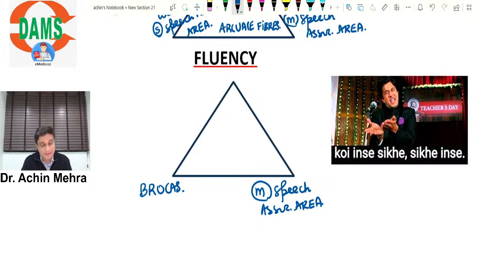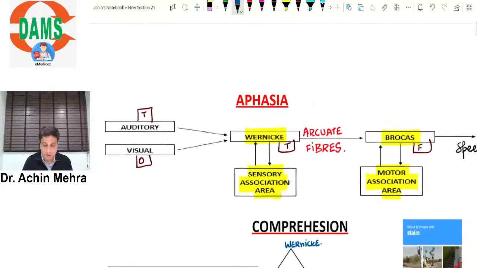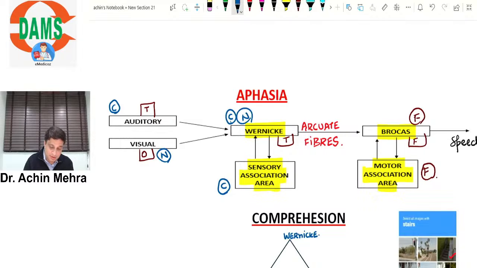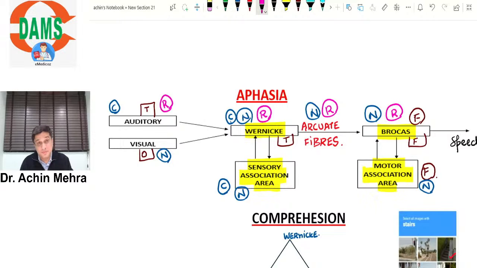So let me remind this all again. For comprehension, I require an auditory area, Wernicke's area, and the sensory speech association area. For fluency, I require the Broca's area and the motor speech association area. For naming, I will require the visual area, Wernicke's, sensory speech, arcuate fibers, Broca's, and almost everyone on the way. And for repetition, I don't require any kind of association area. The input comes to auditory, Wernicke's, arcuate fibers into the Broca's area, right?